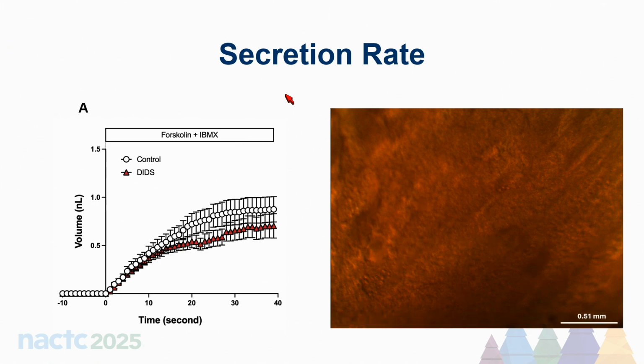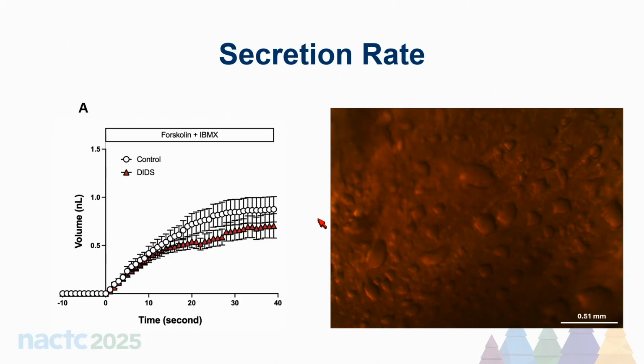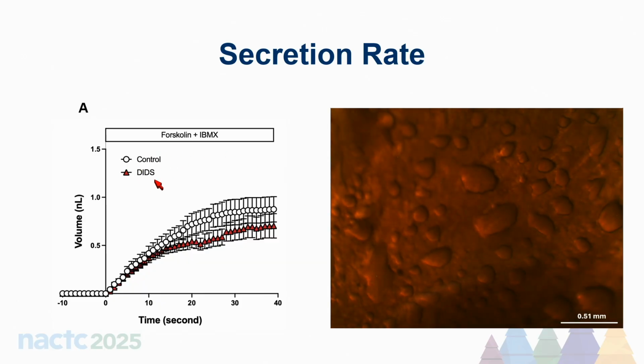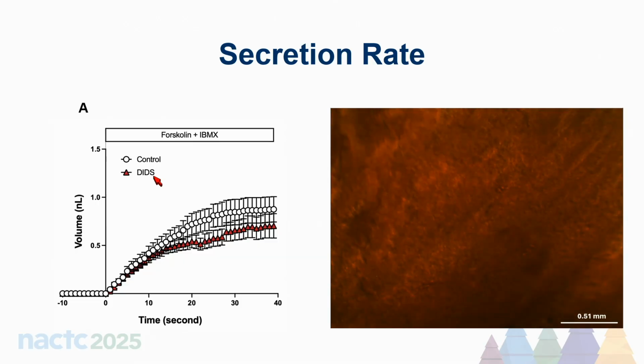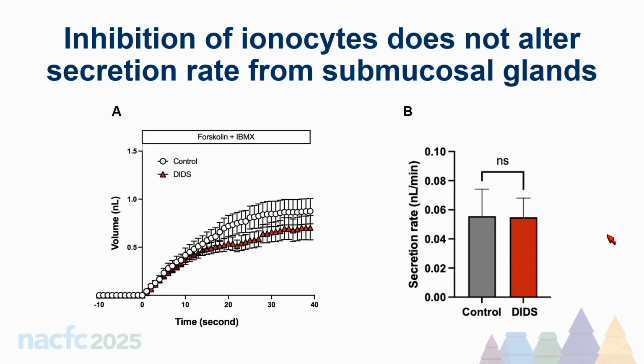So we completed secretion assay experiments. This is a video of secretion fluid coming out of single submucosal glands. And we have two groups: a control, and an inhibition of the bicarbonate from the ionocytes using DIDS. When we quantify the secretion rate, we see that there is no significant difference in the ASL volume that is getting secreted from the submucosal glands when we block the bicarbonate secretion from the ionocytes.